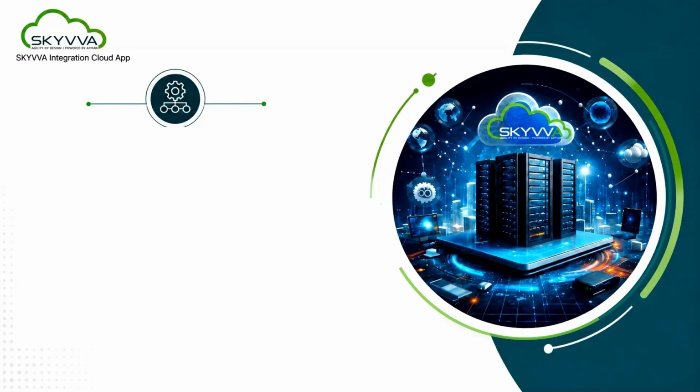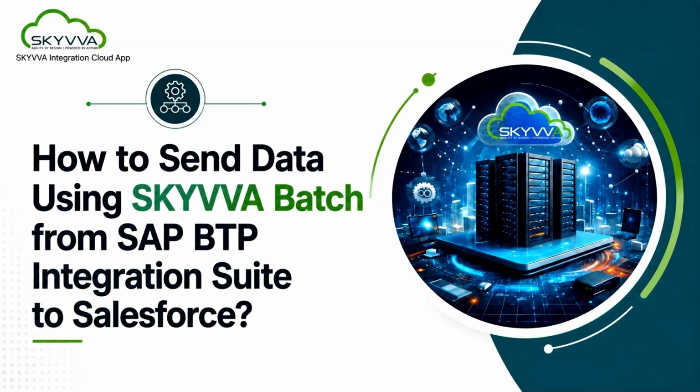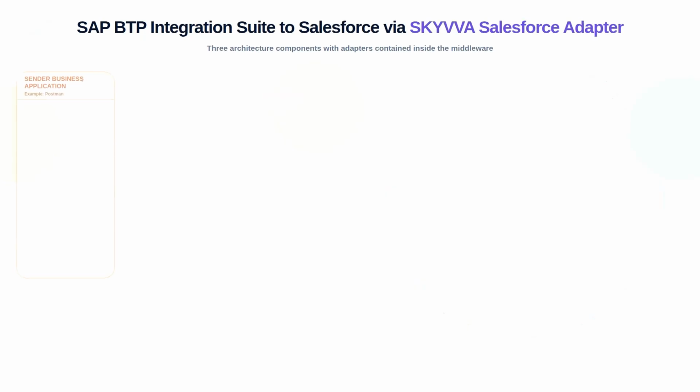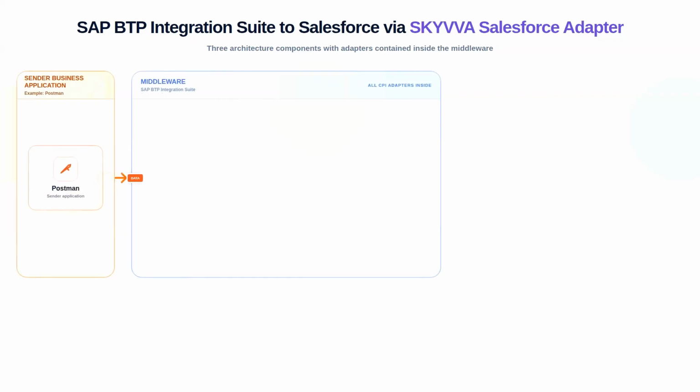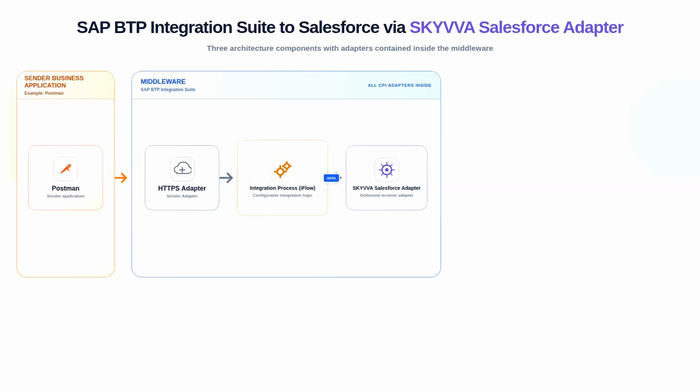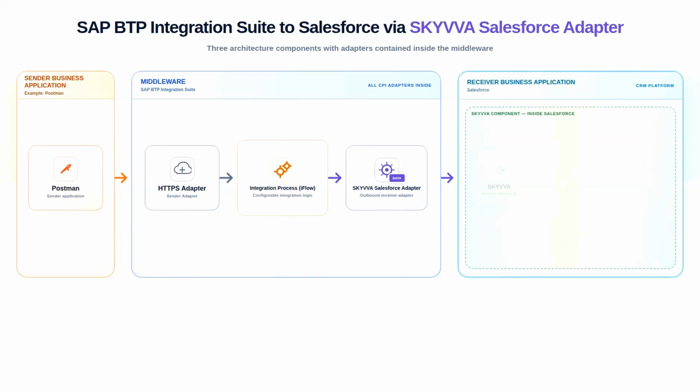Hello guys! In this video, you'll learn how to send data using SKYVVA Batch from SAP BTP Integration Suite to Salesforce. Introduction. This integration flow contains three main architecture components: the sender business application, SAP BTP Integration Suite as the middleware, and Salesforce as the receiver business application.